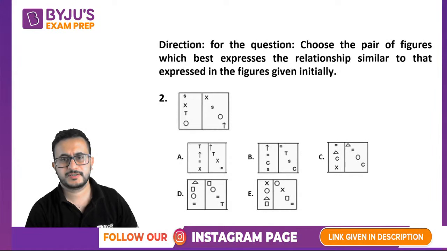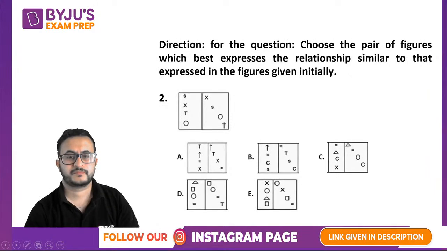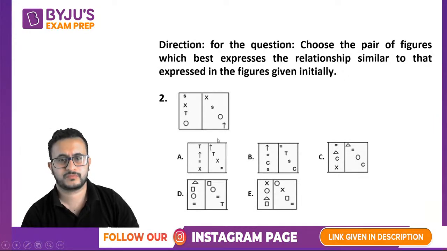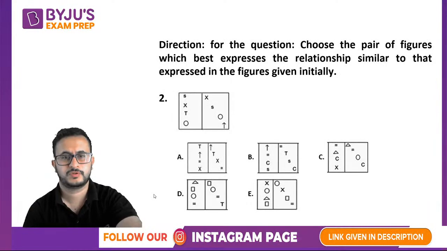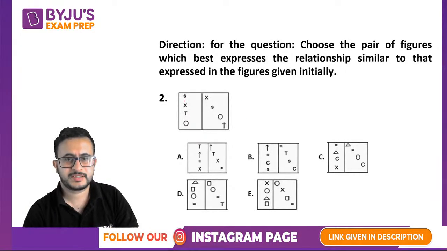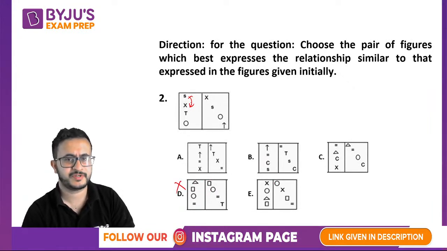So if you see this, S and X have interchanged. So first and second will interchange. And if we see this, T and T have interchanged, this and this have interchanged. This you can eliminate. Take D, you can eliminate from this. E remains. So first thing is this.